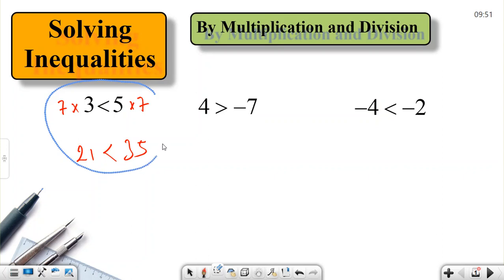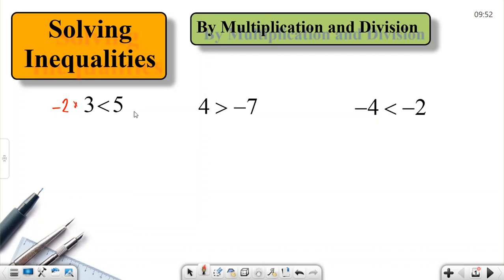But if you multiply both sides by a negative number, such as minus 2: negative 2 times 3, negative 6. 5 times negative 2, negative 10. Which one is greater? Negative 6 is greater than negative 10. As you see, the sign changed here. The values change when you multiply by a negative.